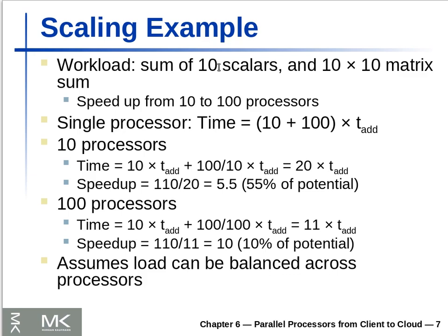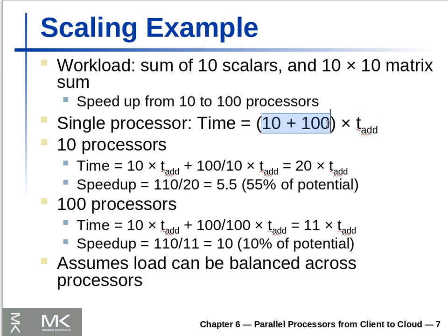So let's say we have 10 scalars and a 10 by 10 matrix sum. So, speed up from 10 to 100 processors. With a single processor, there's 10 scalars, aka 10 things, and there's 100 items in the matrix, because we're adding 10 to the 100 times the what's to add. So we're going to add 10 values to a certain part of the matrix.